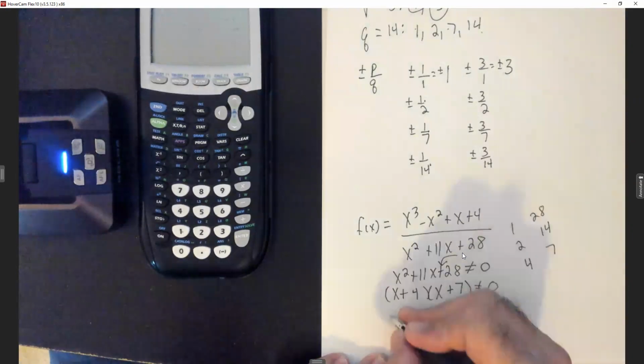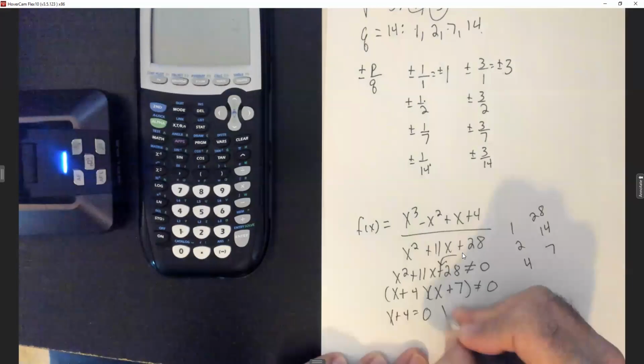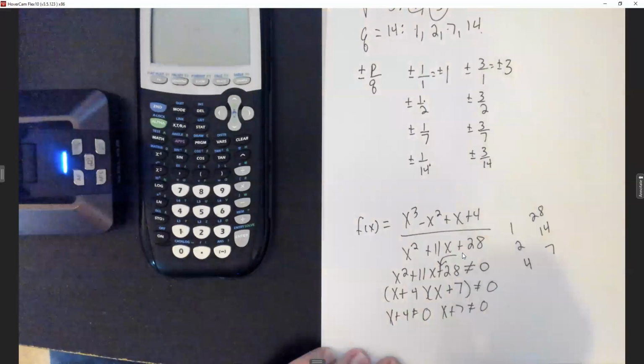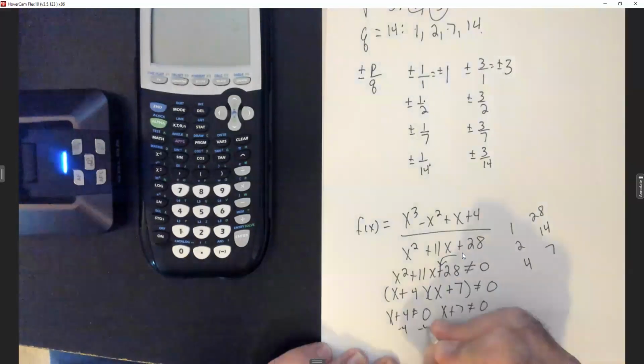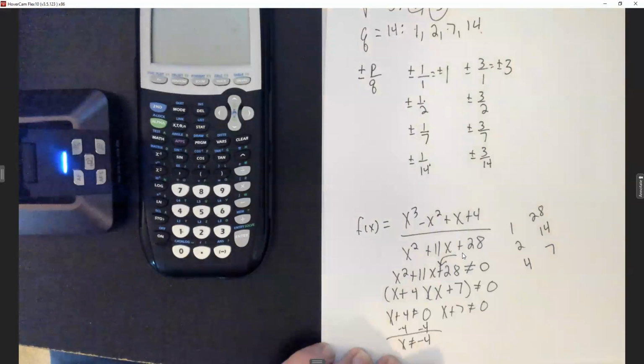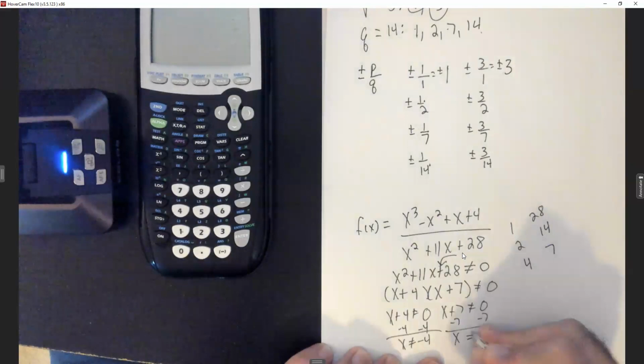All right, then you take both of them, set them equal to 0 to get your answers. Well, I mean not equal to 0, right? All right, so the first one I get, x cannot be negative 4. The second one I would get, x cannot be negative 7.